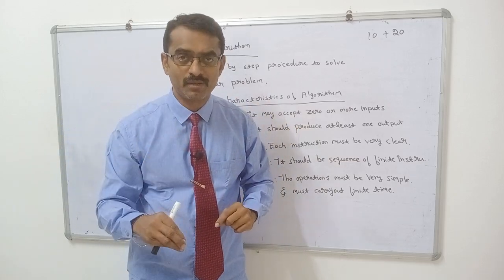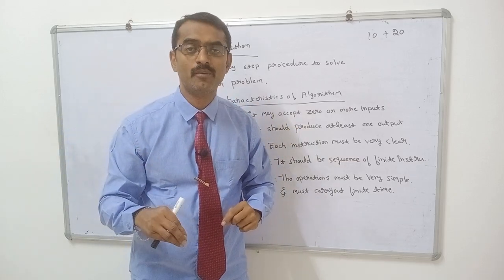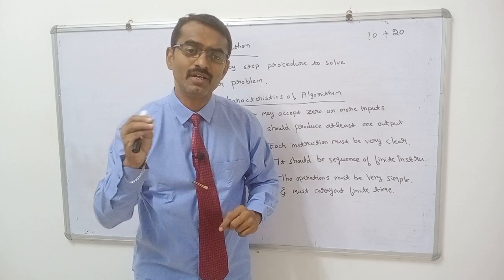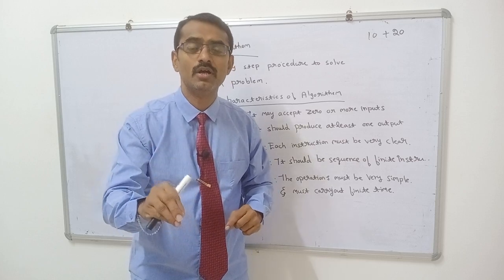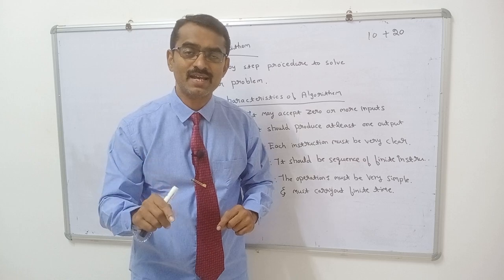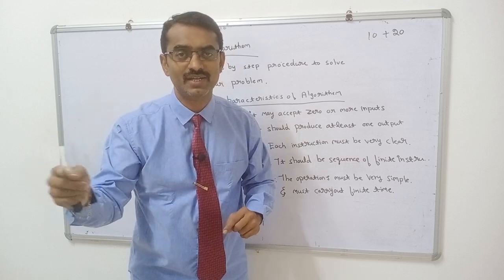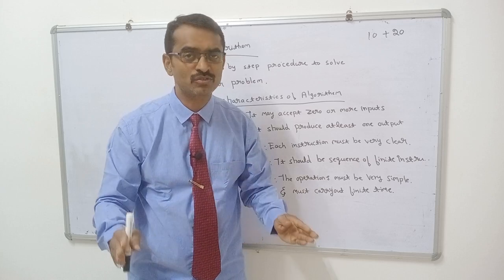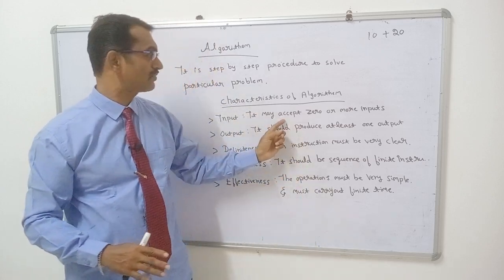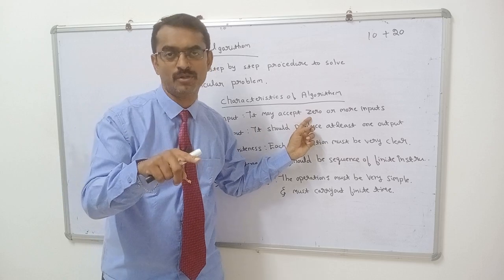Many times while writing the program, we are not giving input from the keyboard. Directly we are assigning the values like A is equal to 10, B is equal to 20. That means here there is no input. That is what we call a 0 input.